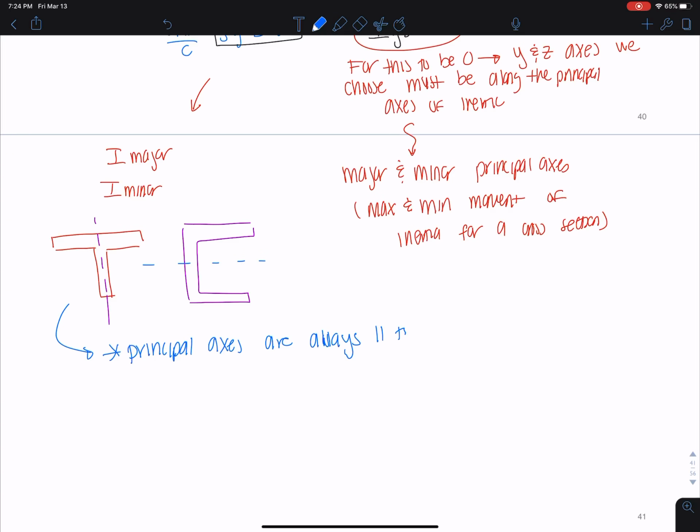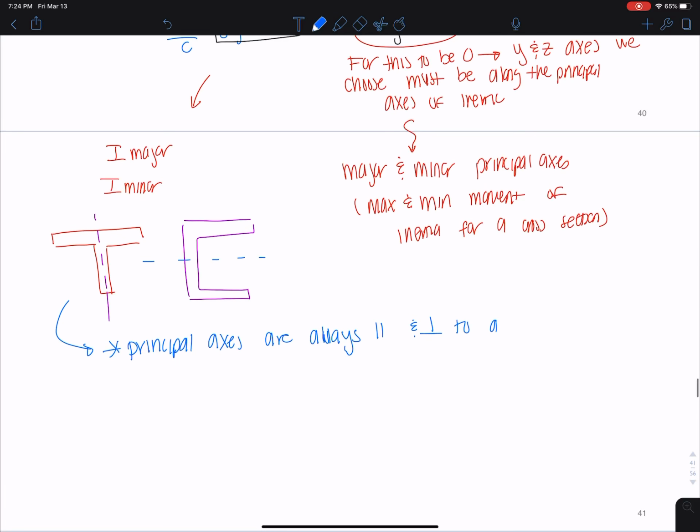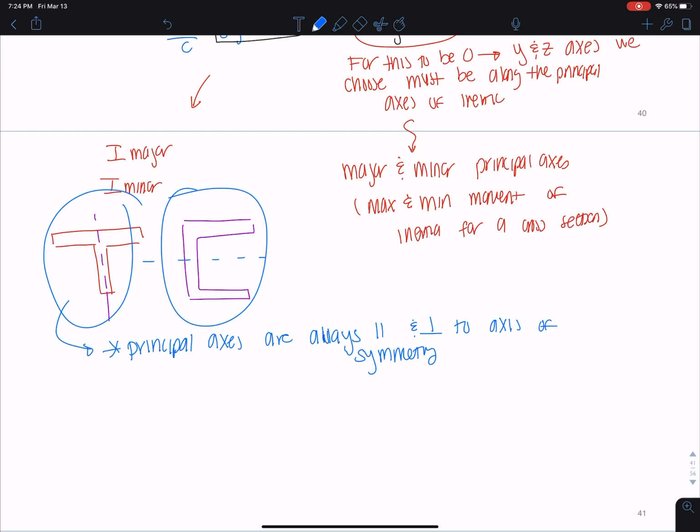Sorry, parallel and perpendicular. So parallel and perpendicular to the axis of symmetry. So one is parallel, one is perpendicular. And this is only true if there is an axis of symmetry, which we're going to be sticking to shapes where there is. Okay, so I'll show you a couple of examples on this.